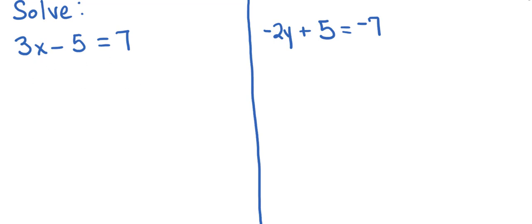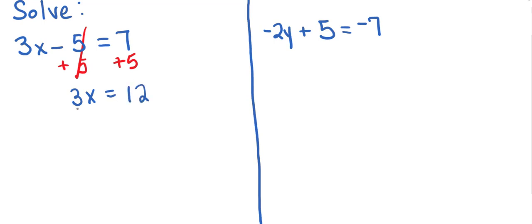There's no simplifying on either side. So we go on the side with the x, and we're going to take off anything added or subtracted to the x first. So 5 is subtracted. We're going to add a 5 to both sides. Clean up. It says 3x. Bring your equal straight down. 7 plus 5 is 12.